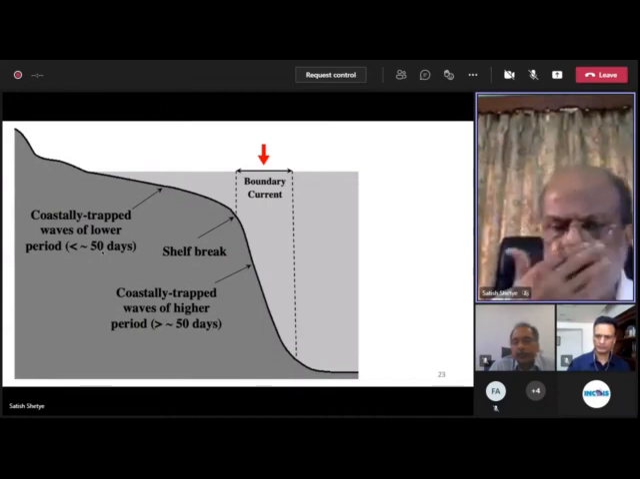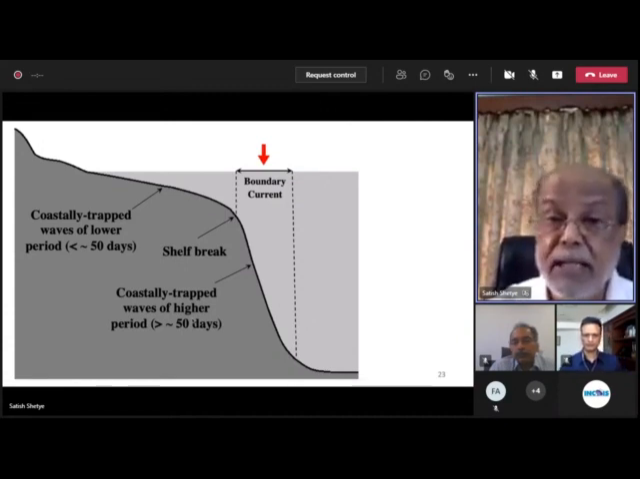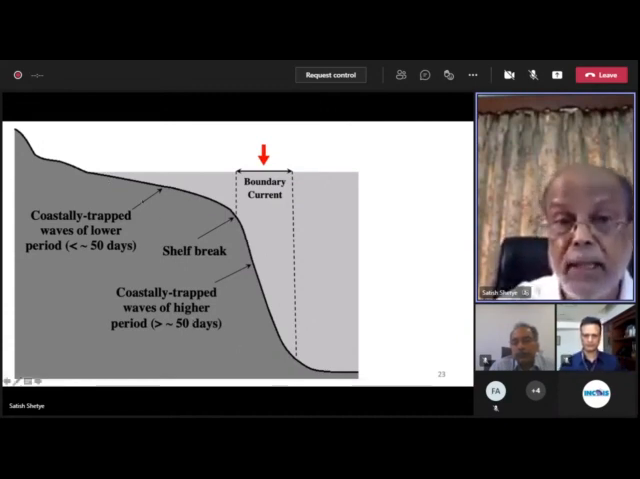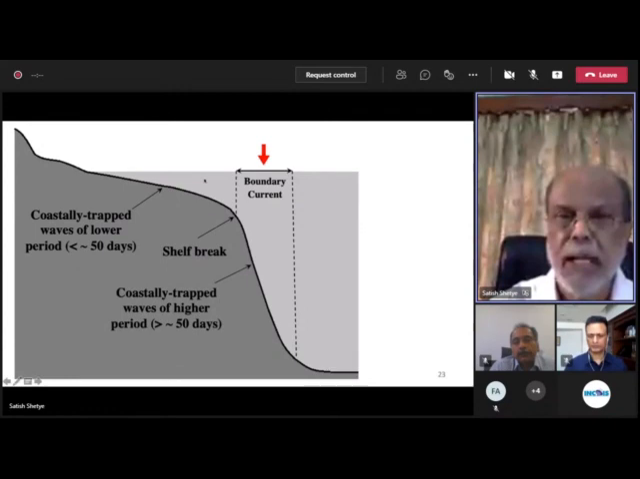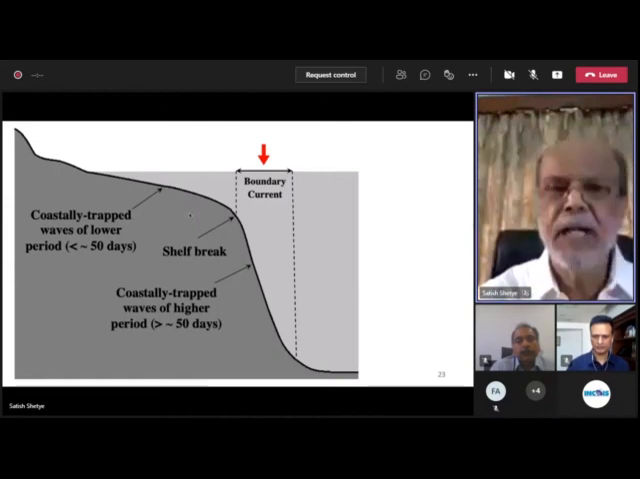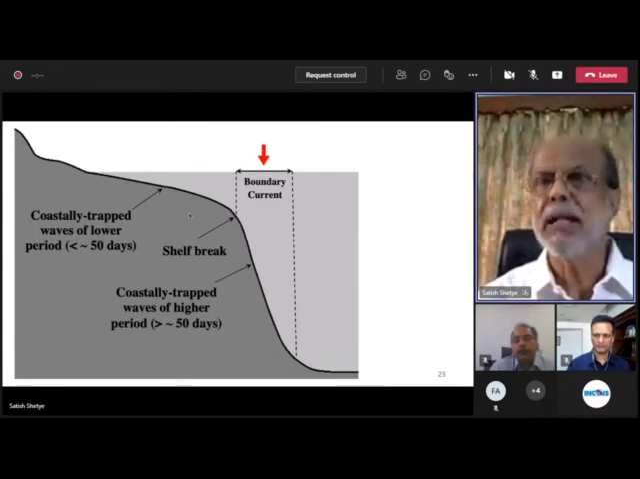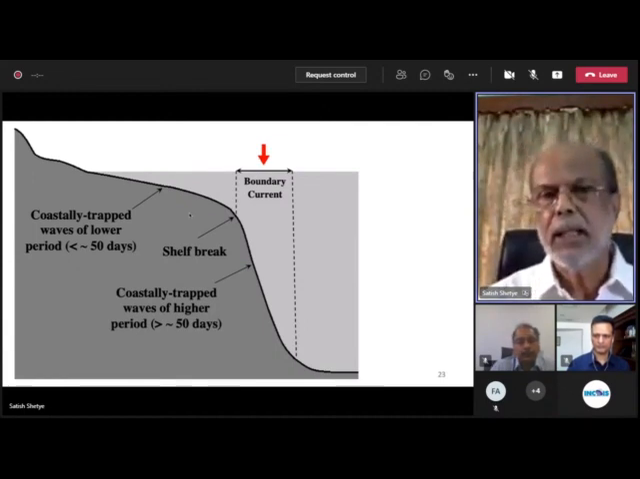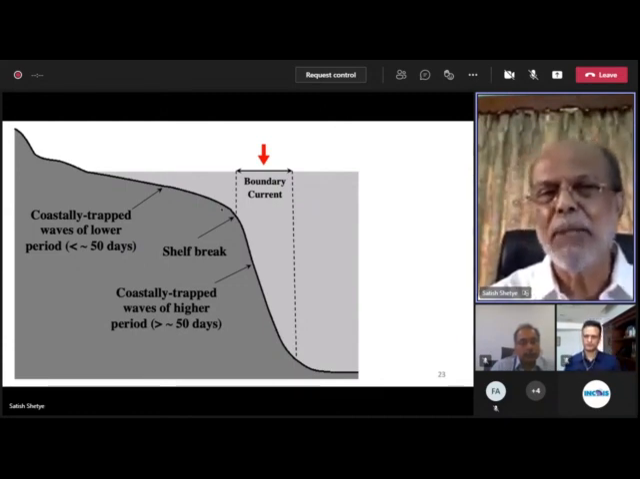At other coastlines, things could be different. There is a shelf break, there is a boundary current, the EICC, in this region, but coastally trapped waves with periods which are higher than 50 days merge into them rather than appearing on the shelf. So on the shelf, you don't see them at all. And I think that is the main reason why the shelf has never been associated with very long period motions worldwide. And I think this is something that our oceanography has to keep in mind.